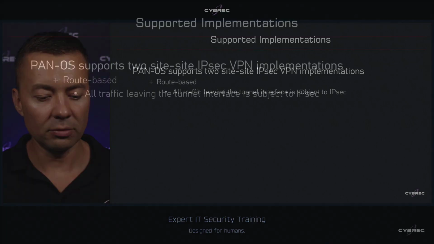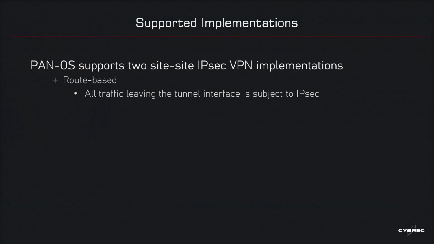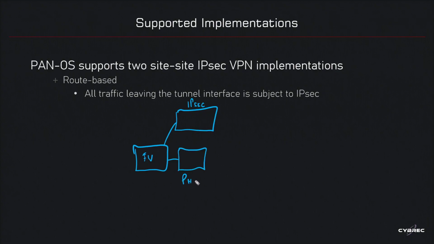Okay, and the first approach is going to be to use the route-based method, in which case the idea is pretty straightforward because the firewall has kind of broken down its interfaces into an interface that is going to be used for IPsec and the physical interface that is going to be used for clear text communication.